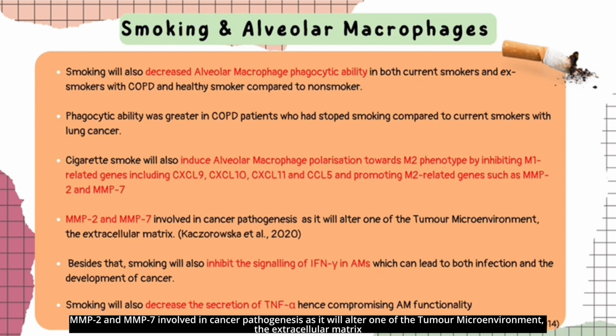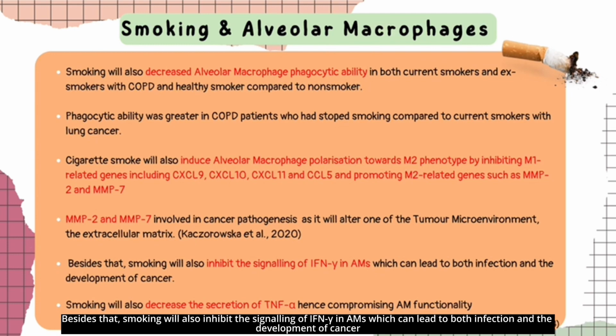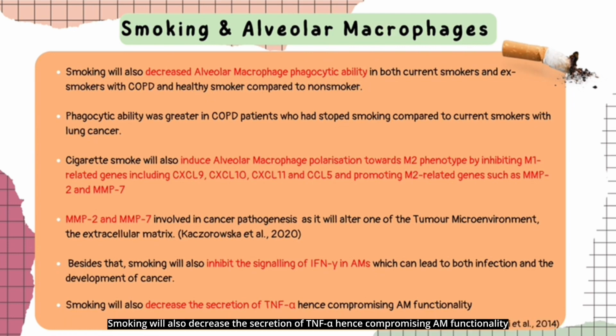MMP2 and MMP7 are involved in cancer pathogenesis as they will alter one of the tumor microenvironment components, which is the extracellular matrix. Besides that, smoking will also inhibit the signaling of interferon gamma in alveolar macrophages, which can lead to both infection and the development of cancer. Lastly, smoking will also decrease the secretion of TNF-alpha, hence compromising alveolar macrophage functionality.